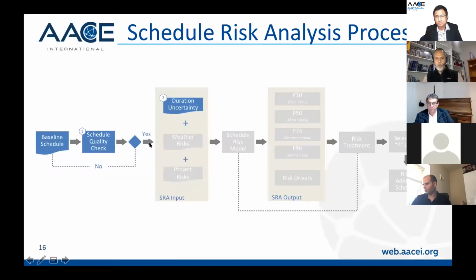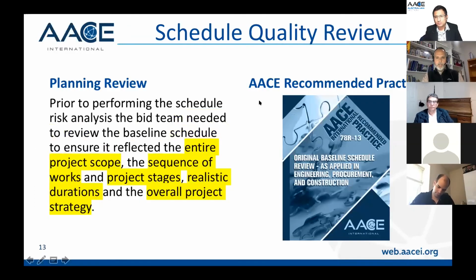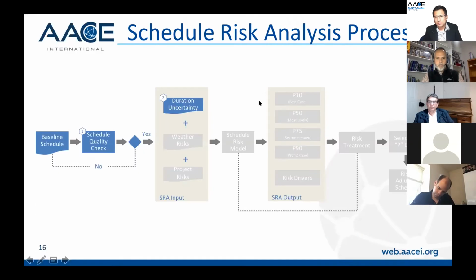So after we complete this, we say we're happy with the planning strategy, we're happy with the schedule, and then we move to the next step, and the next step is basically just to review the duration uncertainty that we have in the schedule. So when we look at the duration uncertainties, let me just go here, okay.